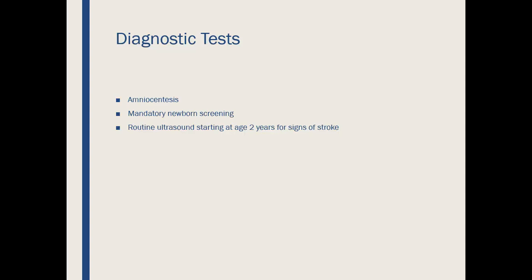Routine ultrasound starting at the age of 2 years for signs of stroke. And the ultrasound is done of their head, and they're assessing the cerebral blood flow. And that's just because they have a lot of cartilage and their skulls have not completely fused and gotten really strong yet, since they are still growing.